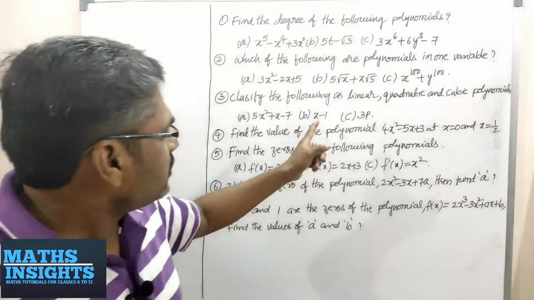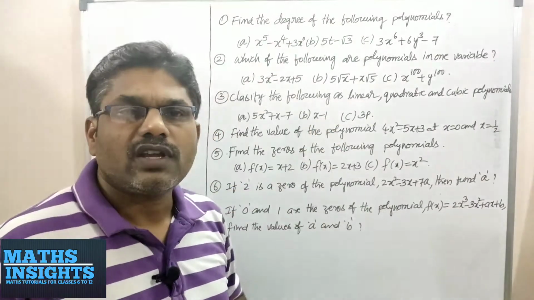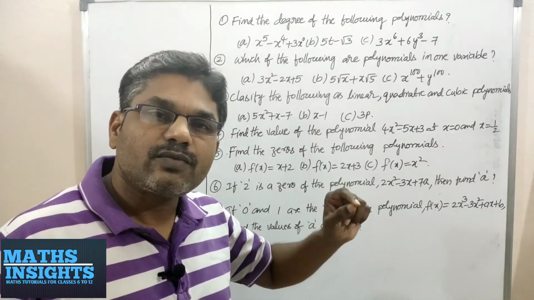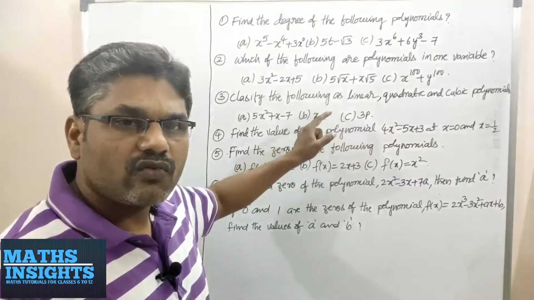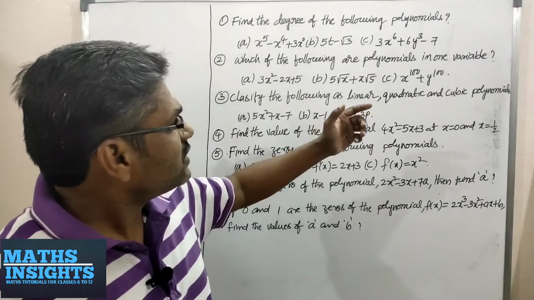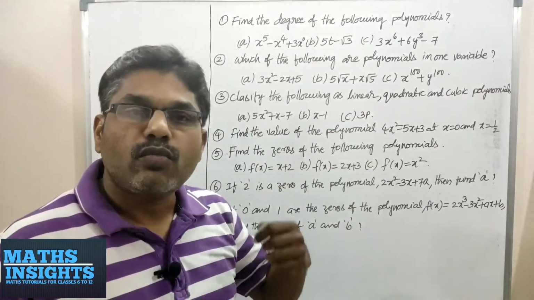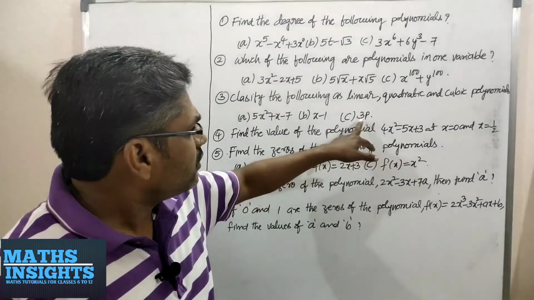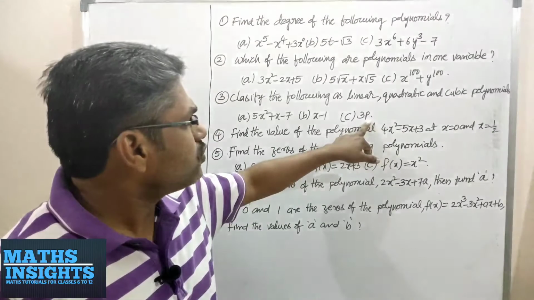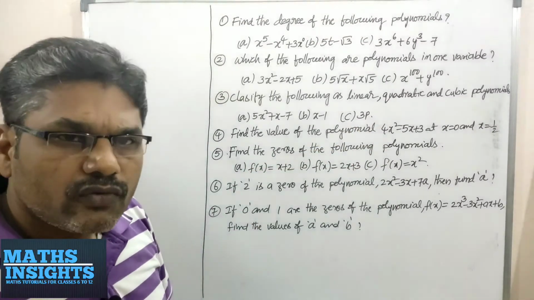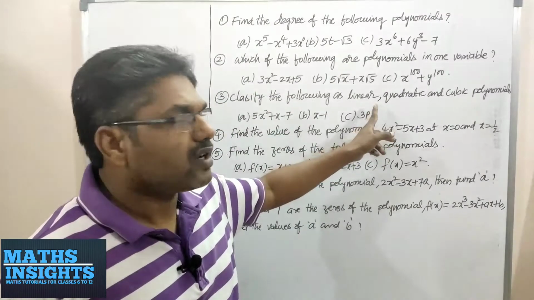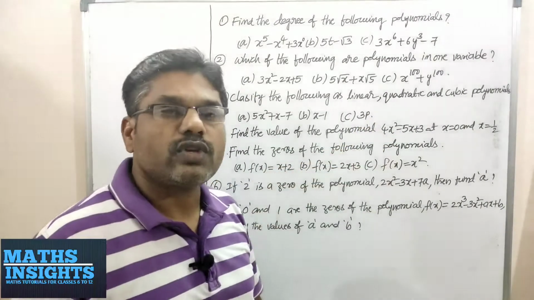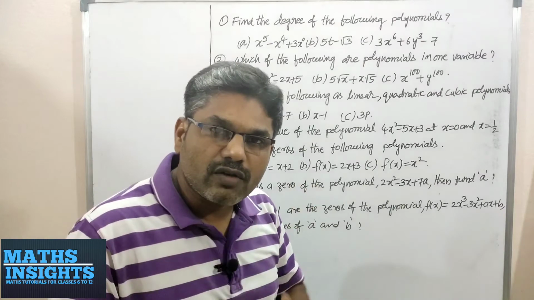And coming to the second one, x minus 1. The variable involved in this polynomial is x and its degree is 1. Therefore, this polynomial is said to be a linear polynomial. And also, this 3 into p, if you consider p as a variable, the degree of p is 1. Therefore, this is also a linear polynomial.